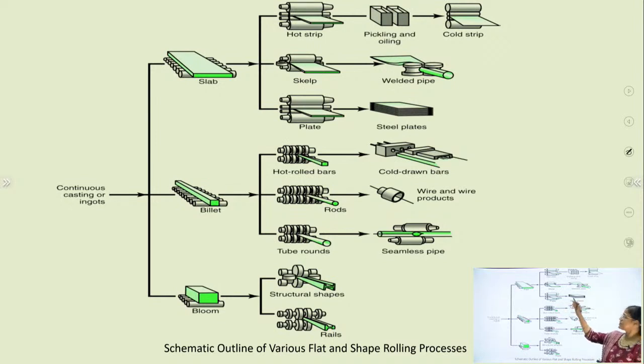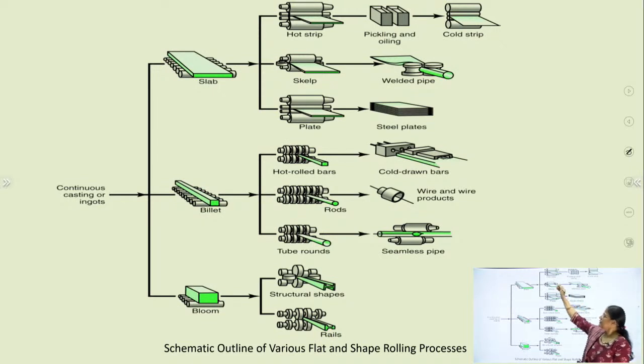Slab is generally used to produce hot strip, skelp, and plate through rolling operation, which is further used as a raw material to produce the cold strip, pipe, and steel plates or any other plate. Hot strip is generally used to produce strip through cold rolling operation.